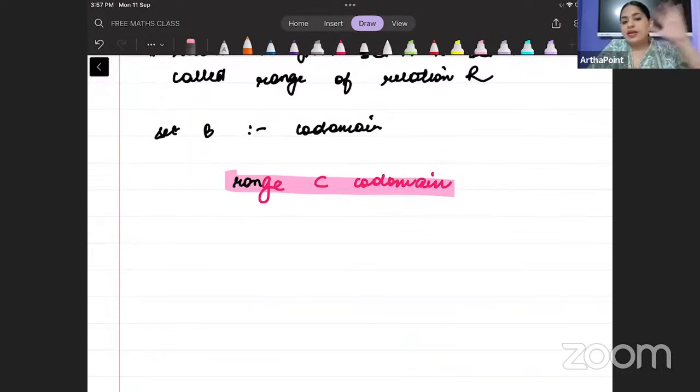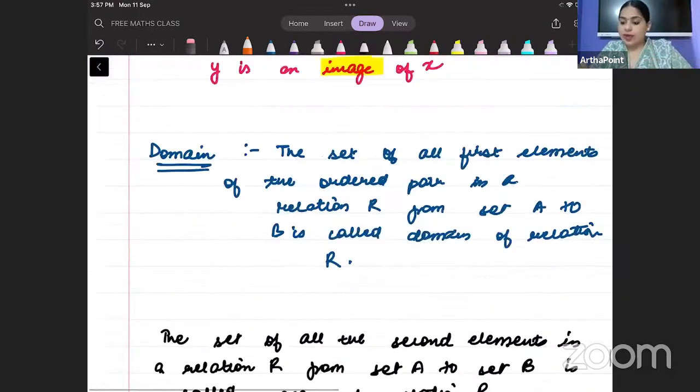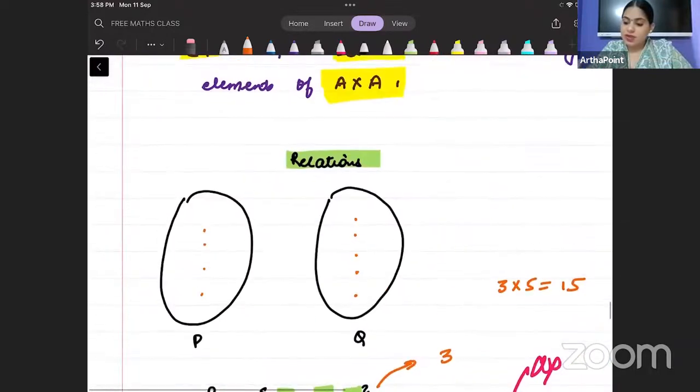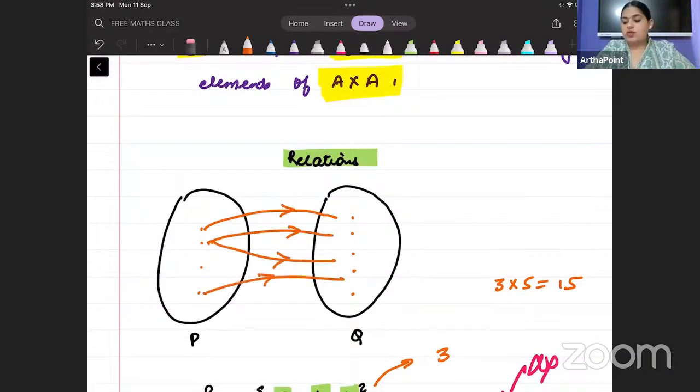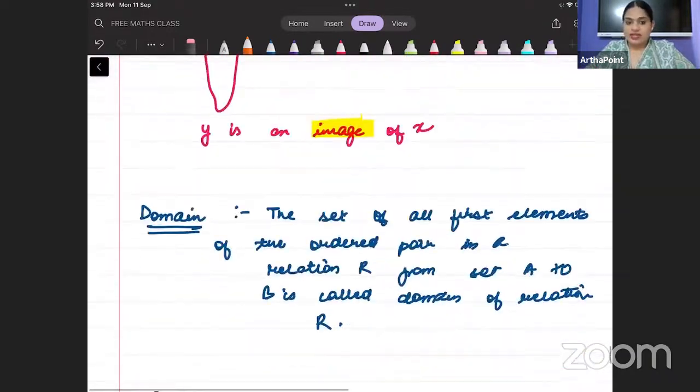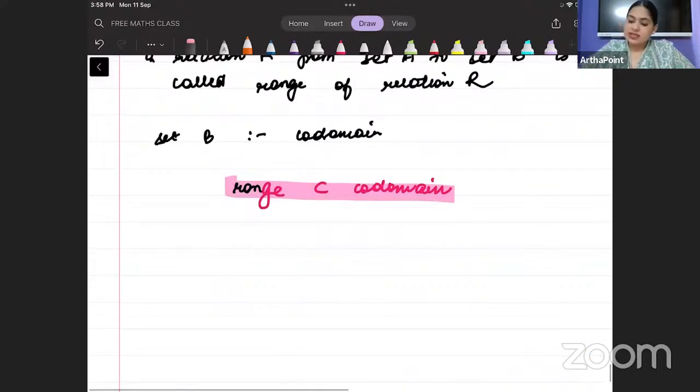Now, a relation can be shown in the roster method. A relation can be shown by the set builder method. A visual relation can be shown through the arrow diagram, like I showed here. It can be shown through this arrow diagram. This is a visual way of showing the relation. Okay, let's take some questions. It will make things easier for you.